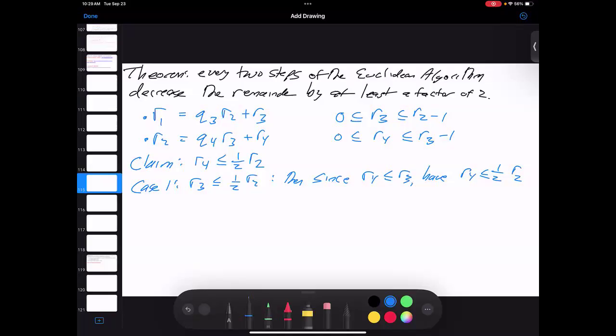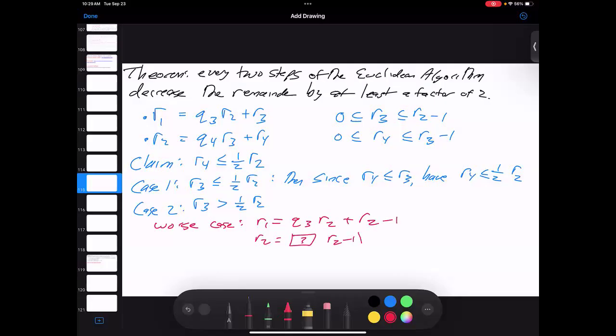So now, case 2, let's assume now that R3 is greater than 1/2 R2. Let's do a calculation. Let's imagine that we have the worst case. Imagine we had R1 with some number Q3 R2, and what's the worst possibility for us for R3? What's the smallest change we could have? R2 minus 1. Now we want to write R2 as some multiple of R2 minus 1 plus a remainder.